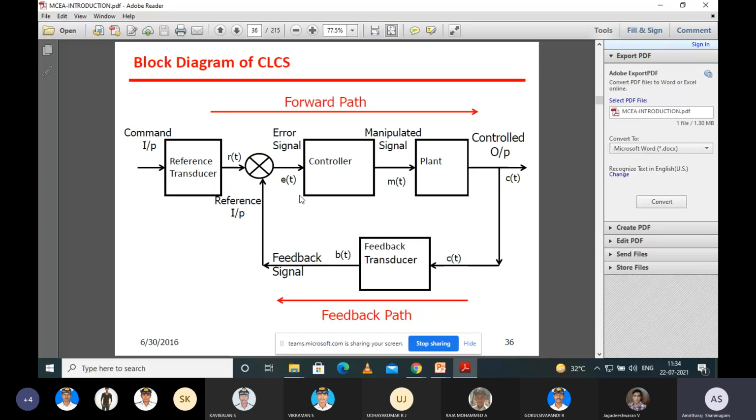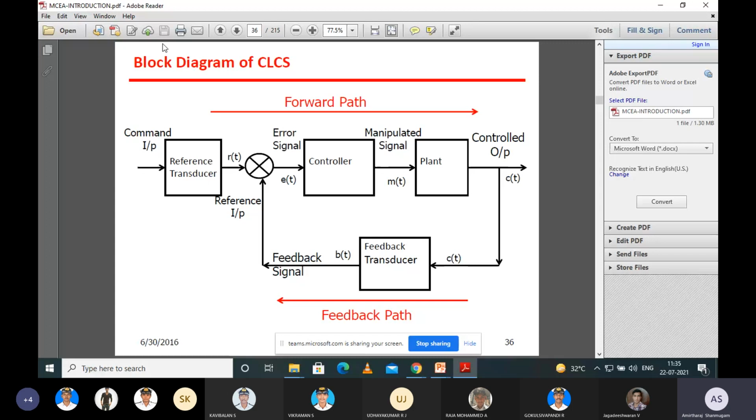We have two paths here, forward path and feedback path. This path is flowing in the forward direction. Only the forward path is available for your open loop control system. For your open loop control system, only the forward path is there. No feedback path. No feedback is taken for your open loop control system.